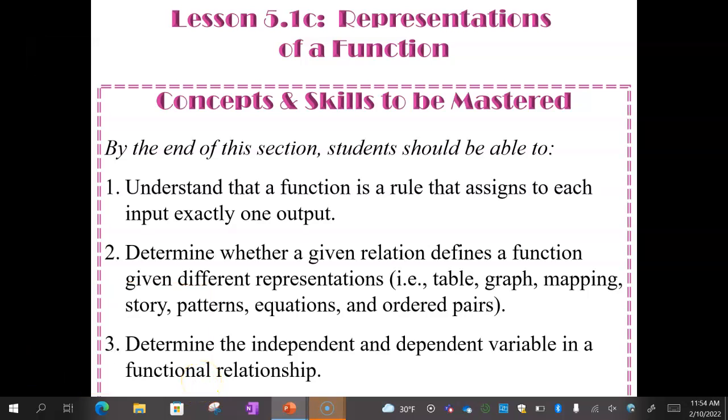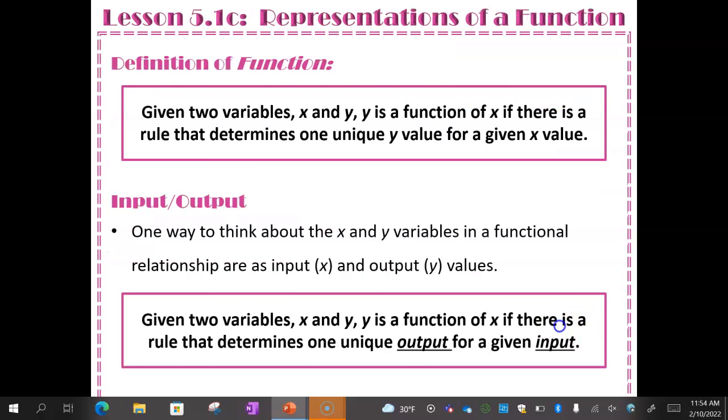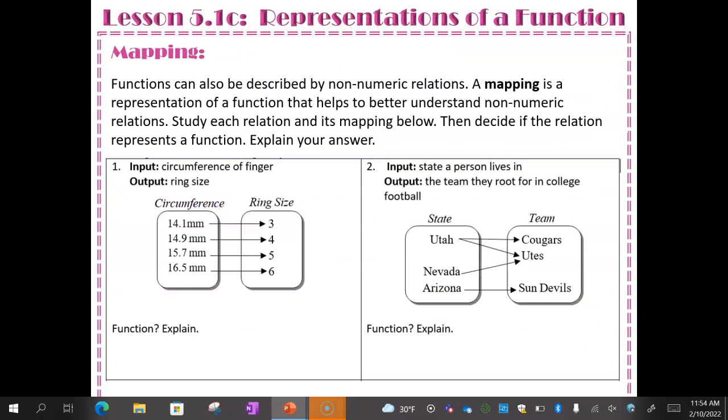All right, this is section 5.1c, representations of a function. We're going to talk a little bit more about functions.